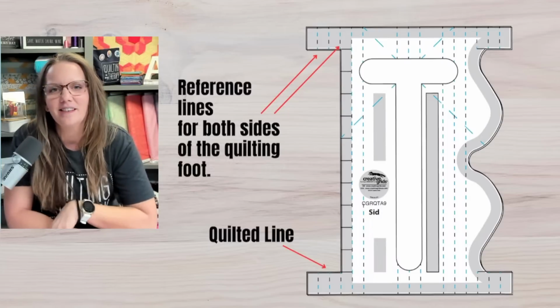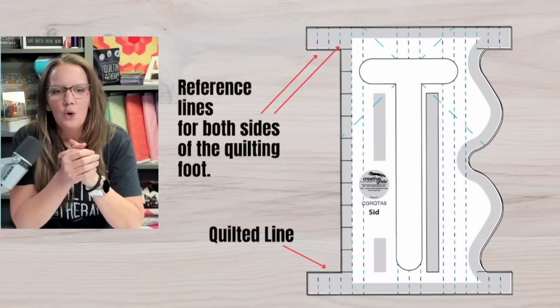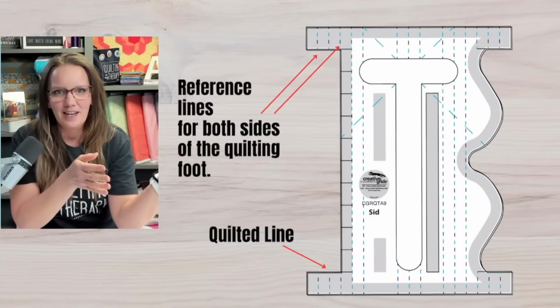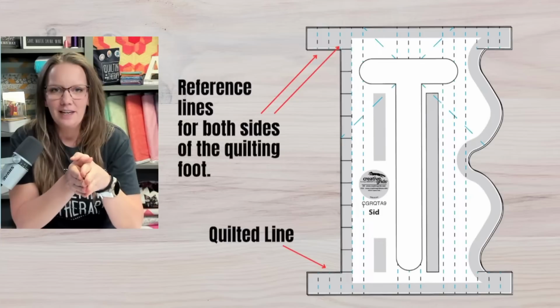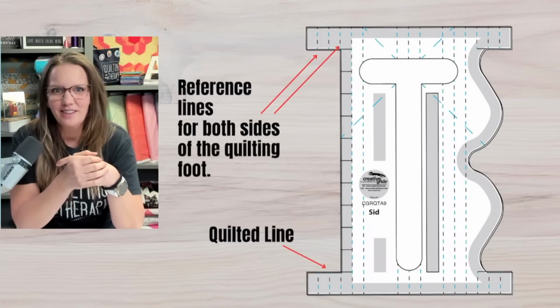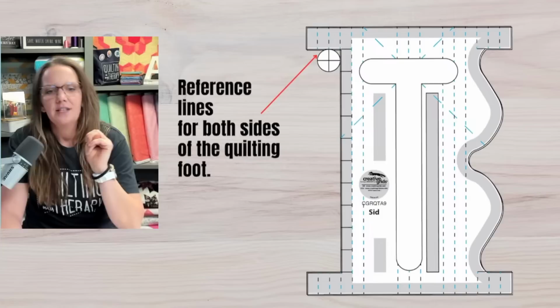So this is the Sid ruler, and it has those extensions coming out the side. What those do is give me reference lines on the other side of the foot. We'll see what these mean here in just a little bit, but just know that they're there with additional reference lines for you. Okay, so you can see here.